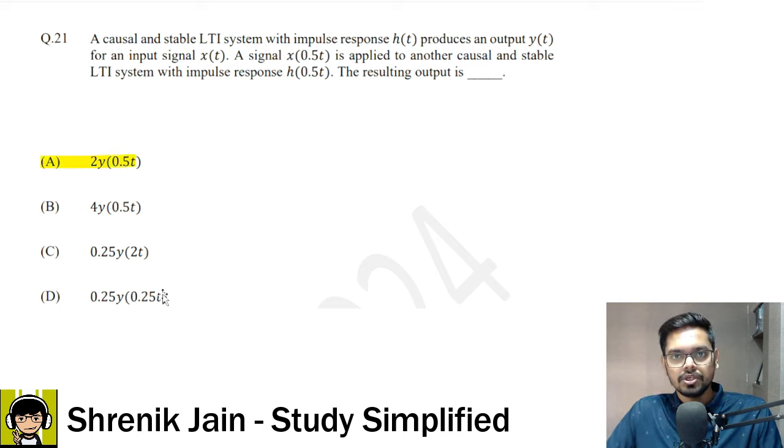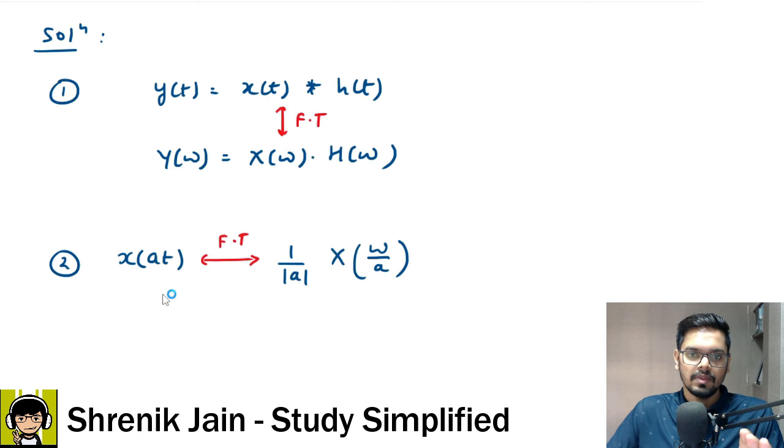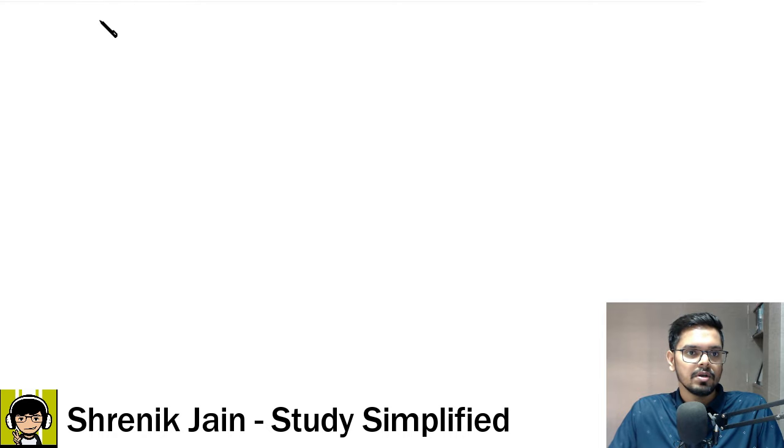Now to solve this question, you should know some concepts. The very first concept is y of t, the output, is the convolution of input and impulse response, right? So x of t convolved with h of t. If you take Fourier transform, then y of t changes to frequency domain Y of omega, x of t becomes X of omega, convolution changes to multiplication, and then we have H of omega. Then the second concept is that the Fourier transform of x of a t is 1 upon mod a times X of omega by a.